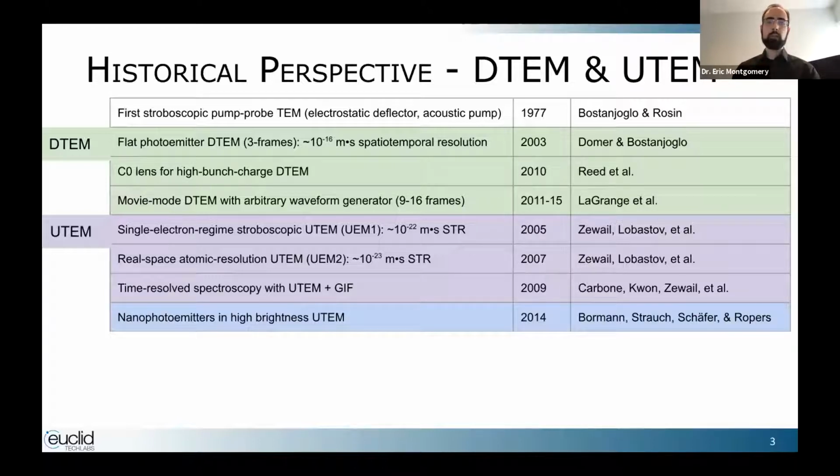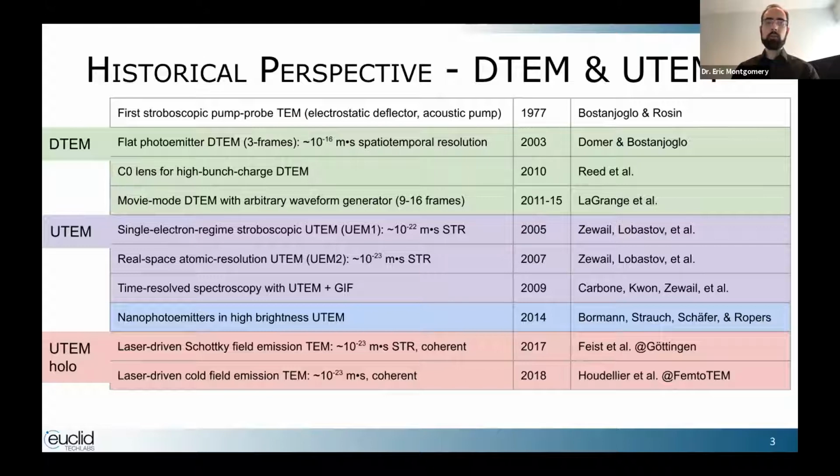The development of nano photo emitters, so a technique where the field emission is assisted by the laser photo emission, has been used for high brightness UTEM more recently, and that immediately led to coherent applications where the coherence of the electron beam is absolutely critical, such as electron holography, both with Schottky field emitters and cold FEGs.